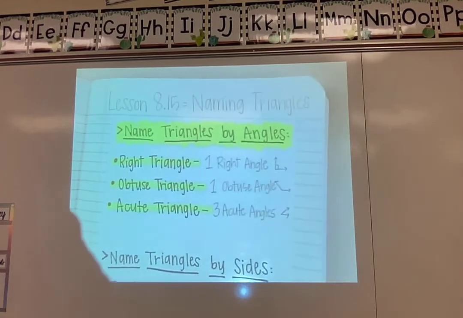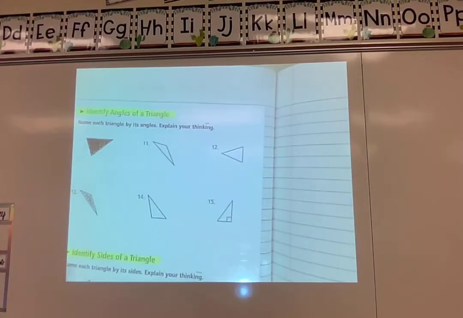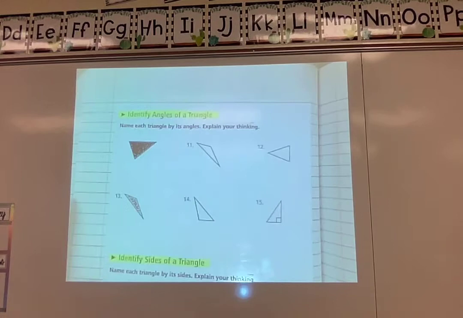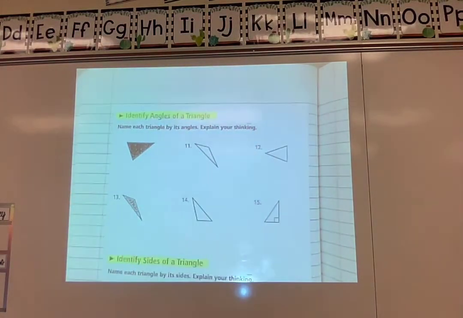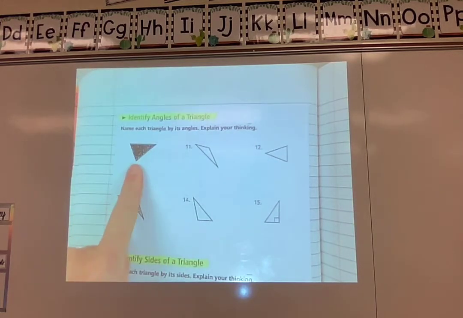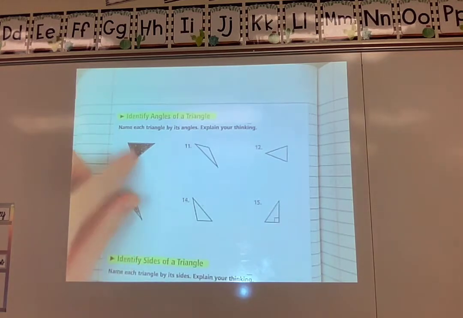So I'm going to flip my page here. And we are going to look at these triangles right here on the top half. And we're going to classify them by their angles. So let's start with this one. I always check first for a right angle because those are easy to see. Usually they have that square in the corner. So looking at this triangle here, there are no right angles. None of those are a perfect corner. So I know it can't be a right triangle.